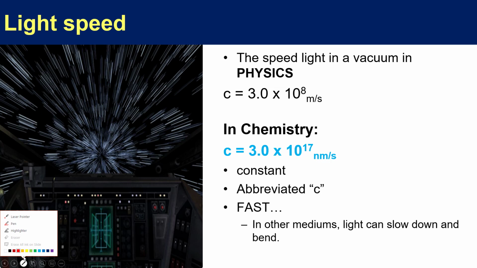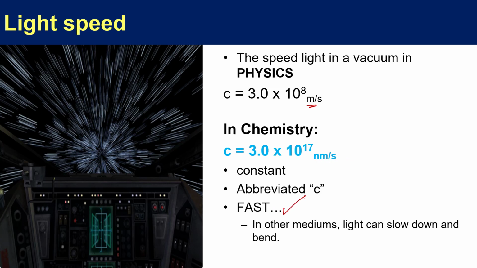So we are dealing with a rate here because it is a speed, right? But in chemistry, because we are dealing with very small things, we don't deal with meters, we are going to deal in nanometers, and that constant is going to be 3.0 times 10 to the 17 nanometers per second. Needless to say, it is crazy fast. Otherwise, the Millennium Falcon probably would not have made the Kessel run in under 12 parsecs.